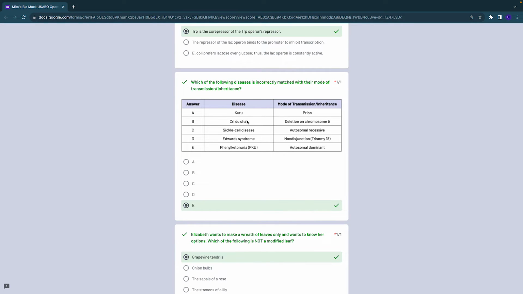Okay, so we're just going to look at these diseases and see which ones are incorrectly matched. So Kuru is spread by prion. This is true. And sickle cell is autosomal recessive. Edwards syndrome is caused by non-disjunction, and it's trisomy 18. And yeah, the issue is PKU is not autosomal dominant, it's autosomal recessive.